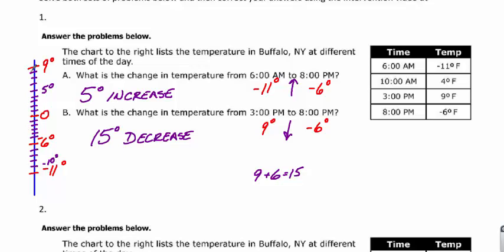Okay, there's a problem below. Why don't you pause the video, check your work on this one, see if you need to fix anything before we go over the second problem.